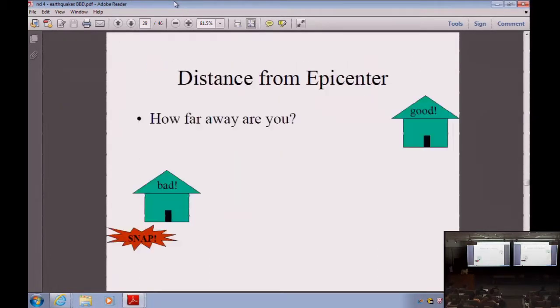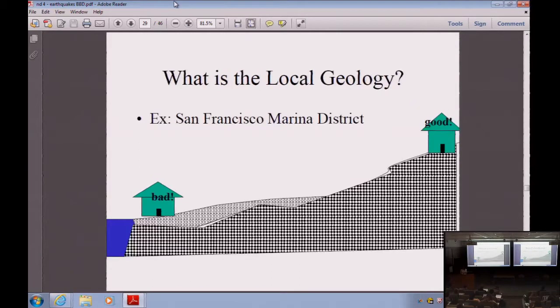So for example, how far away are you? This is obvious, right? If that is the focus or the epicenter of the earthquake, you're close to it, that's not a good situation. The farther away you are from the earthquake, the better, right? At some point, the waves extinguish, at least from a feeling point of view. However, you have to layer on top of this the local geology. The farther away you are, the better. The local geology is incredibly important when we're looking at how you can predict earthquakes.